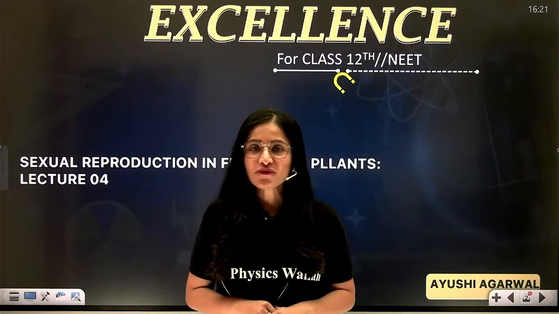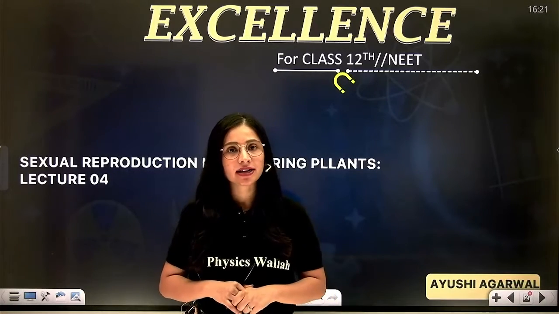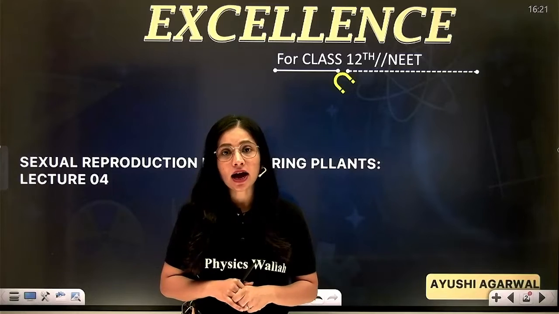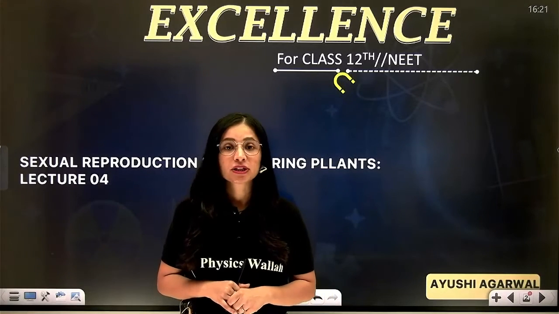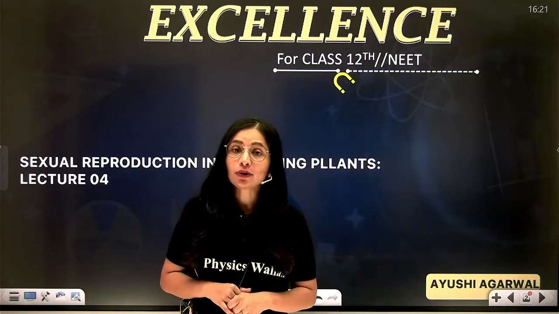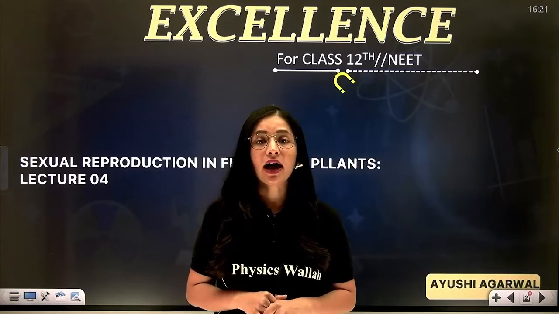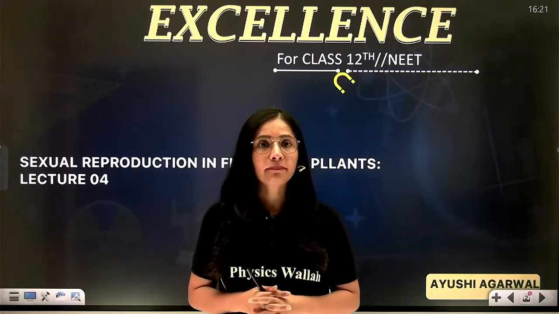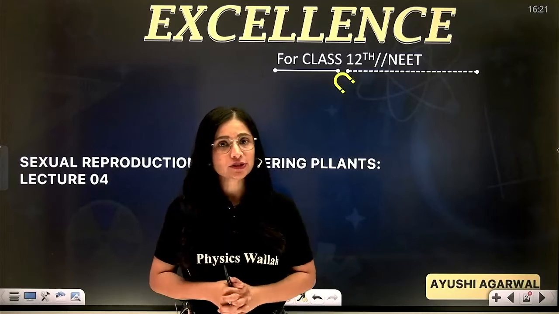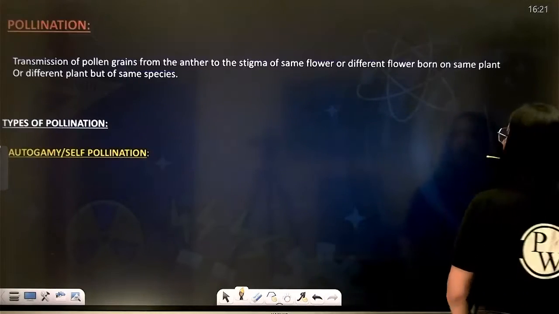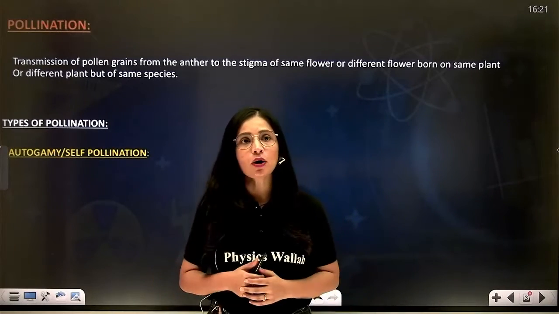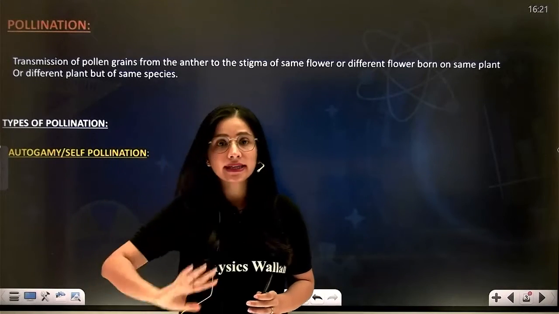So far, we have studied 3 lectures of the chapter Sexual Reproduction in Flowering Plants, where we have discussed how male and female gametes are produced respectively on androecium and gynoecium. But today we are going to study how these gametes are transferred, that is, how pollen grain carrying male gamete are transferred towards the female gamete for fertilization. So today's lecture is all about the next important topic of the chapter, that is pollination.